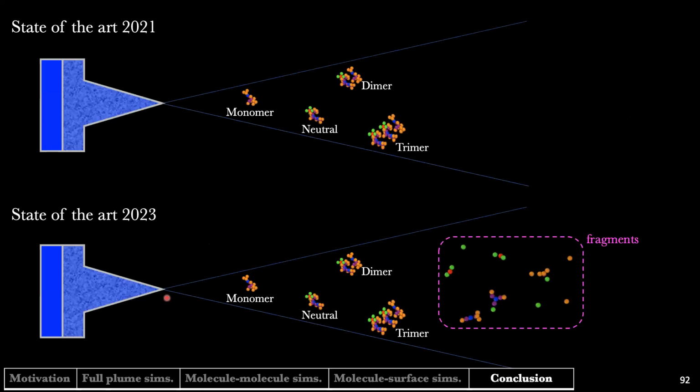And this figure here shows the state of the art in 2021 when I started this project and the current state of the art in 2023. So initially we knew that we had different species within the plume: monomers, dimers, trimers, and neutrals. And now we know that in addition to these different complex molecules, we also have much lighter and smaller fragments.